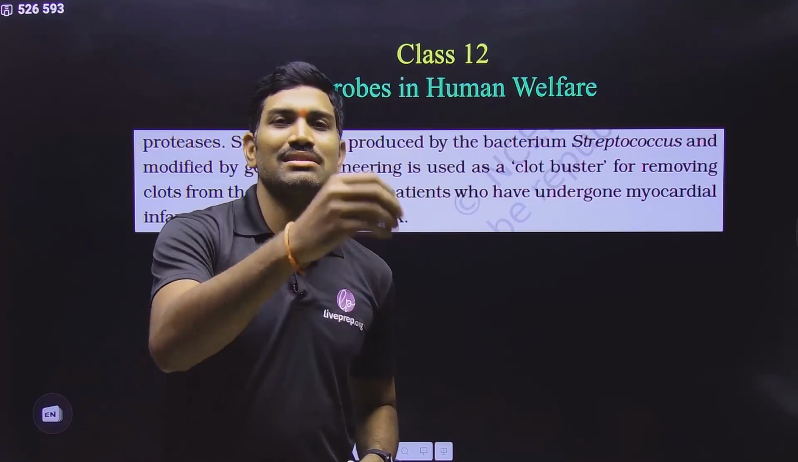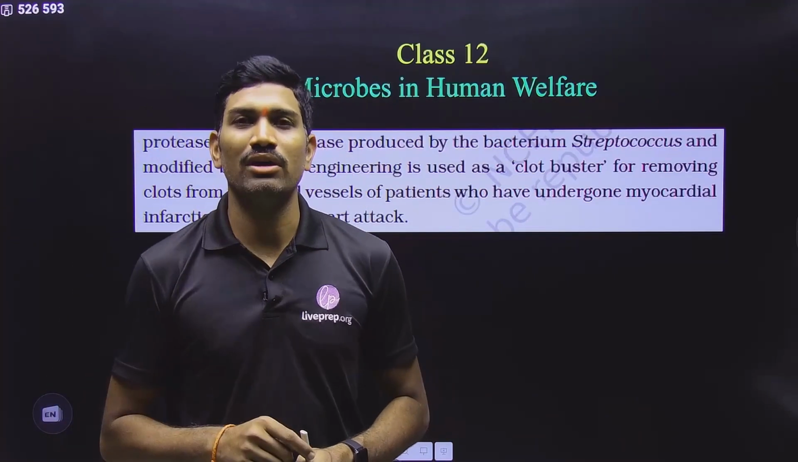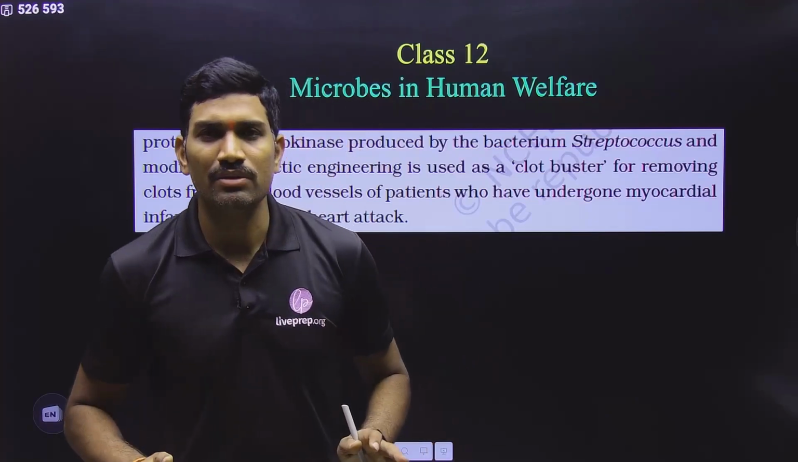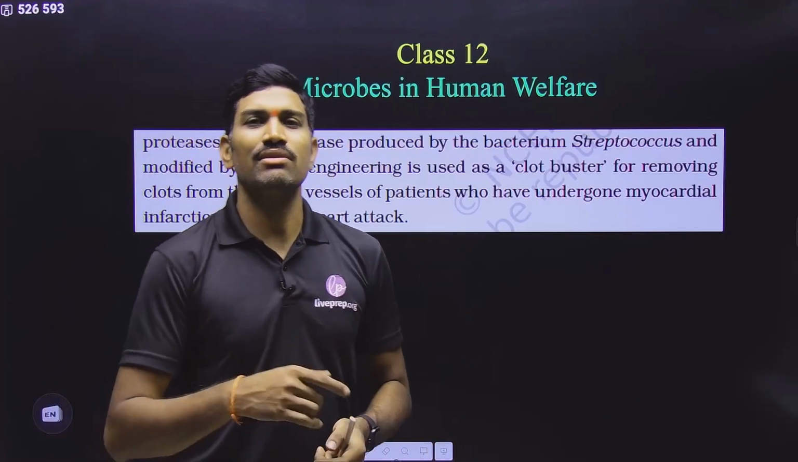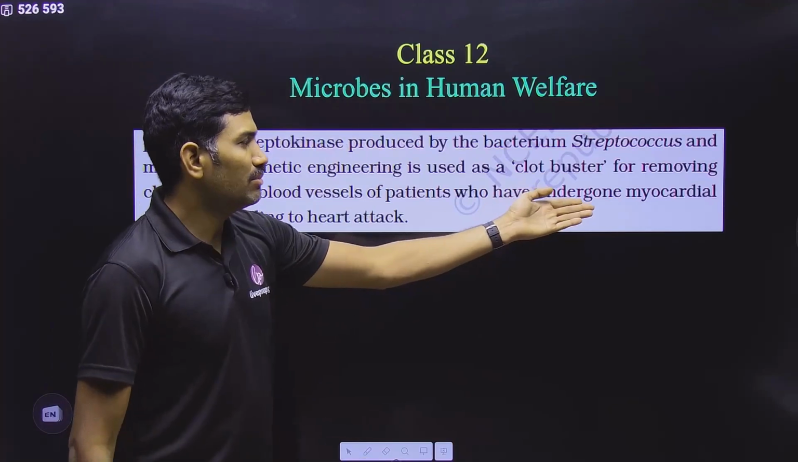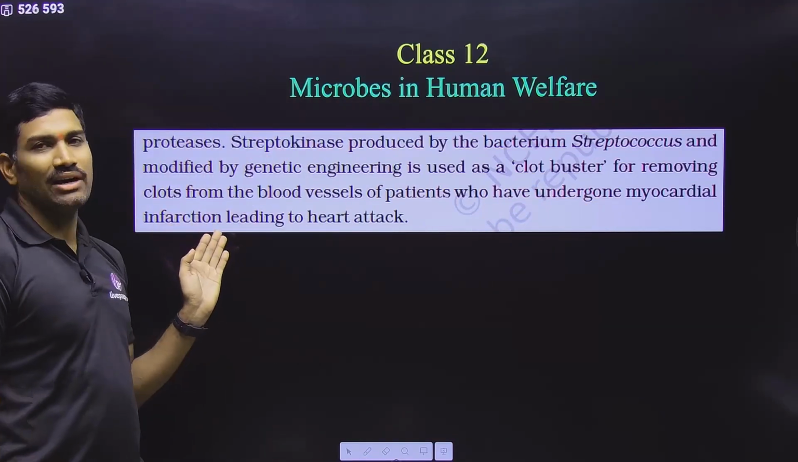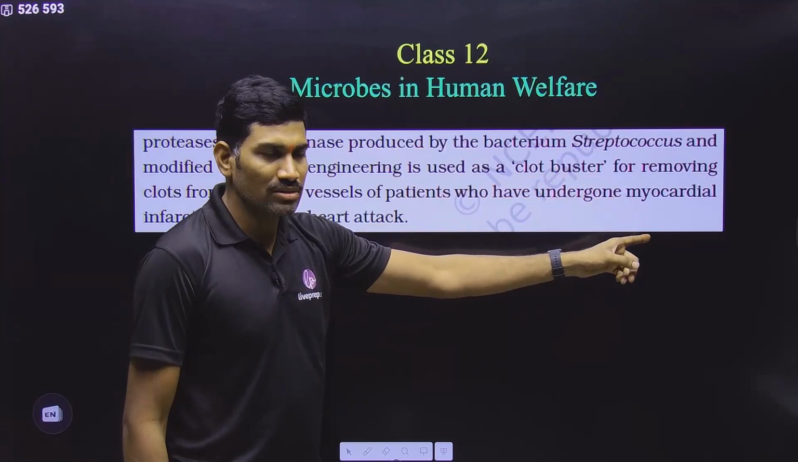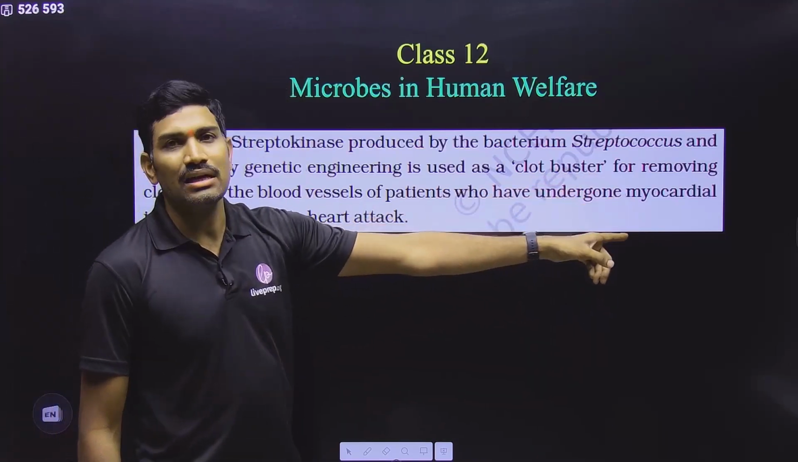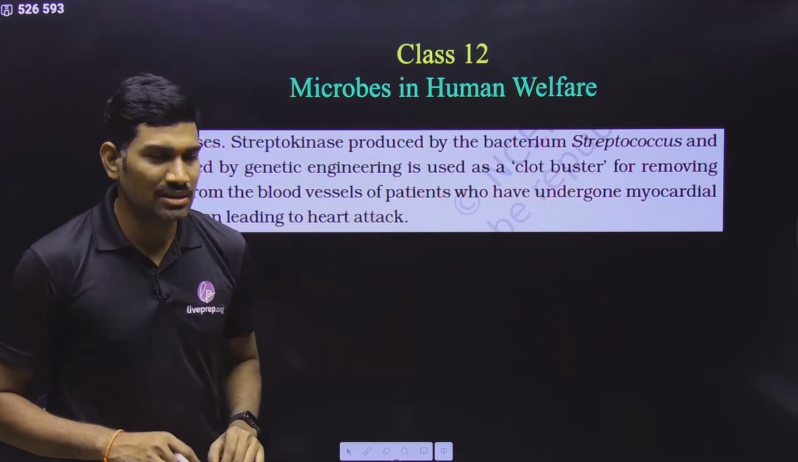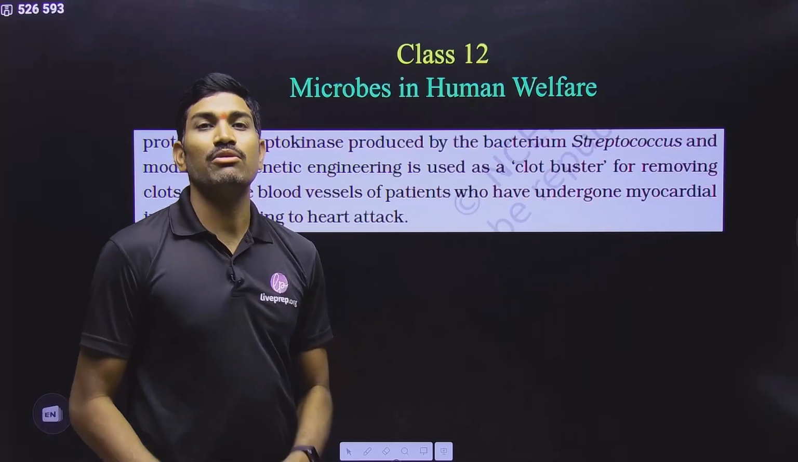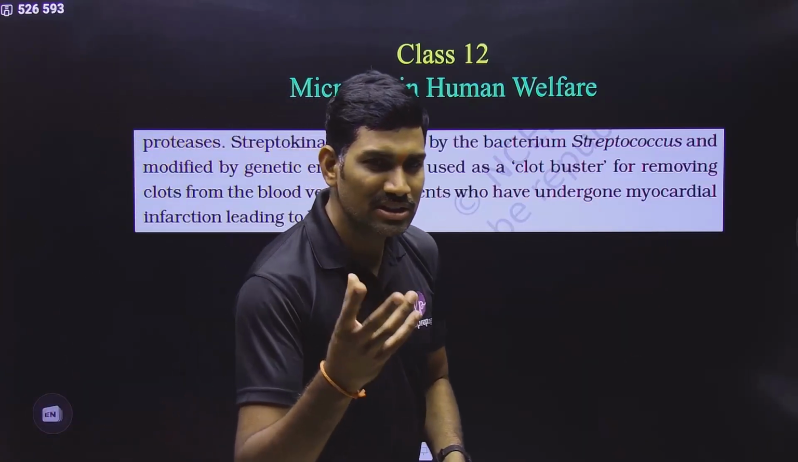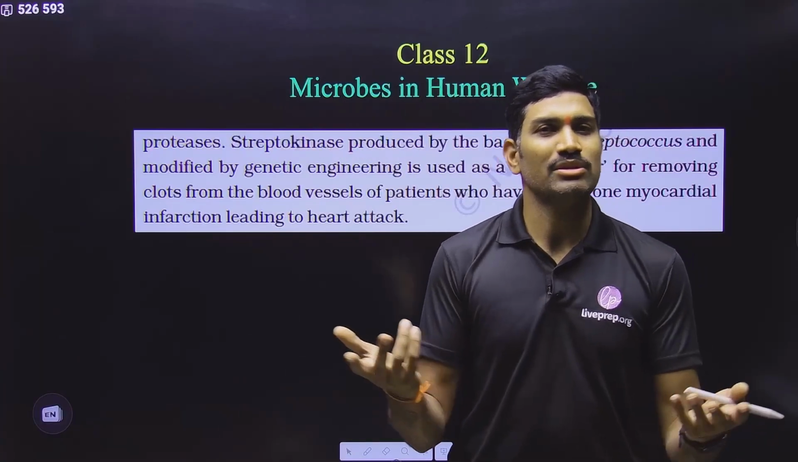Suppose some of these vessels are blocked because of a blood clot. Now what happens? Oxygen and nutrient supply to the heart itself will be stopped. Then heart function will be affected, and in this way it may lead to myocardial infarction. Please understand this. In this way, blood clots causing blockage of blood vessels lead to myocardial infarction, and then heart function itself will be affected. Then what happens? It is highly dangerous.